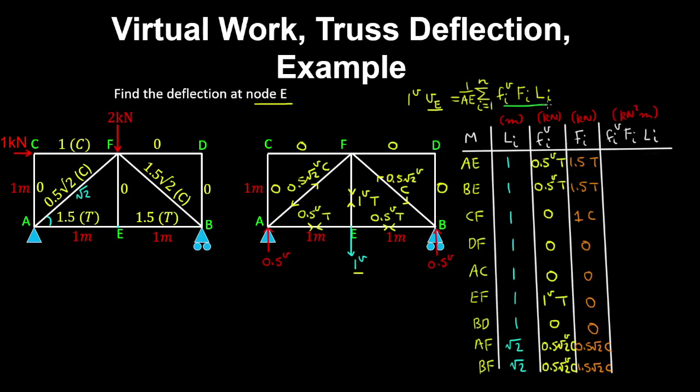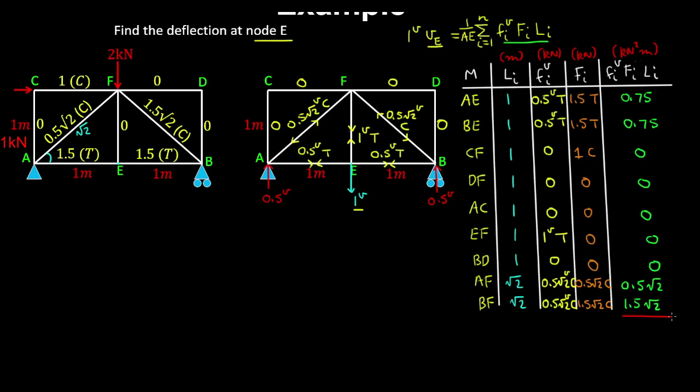Now if you evaluate this product, we have length by virtual force by real force, and I'll write the results in this column. And now if we sum these together and divide by the axial stiffness, we'll get the deflection at E, which is 1.5 plus 2 root 2 on AE.